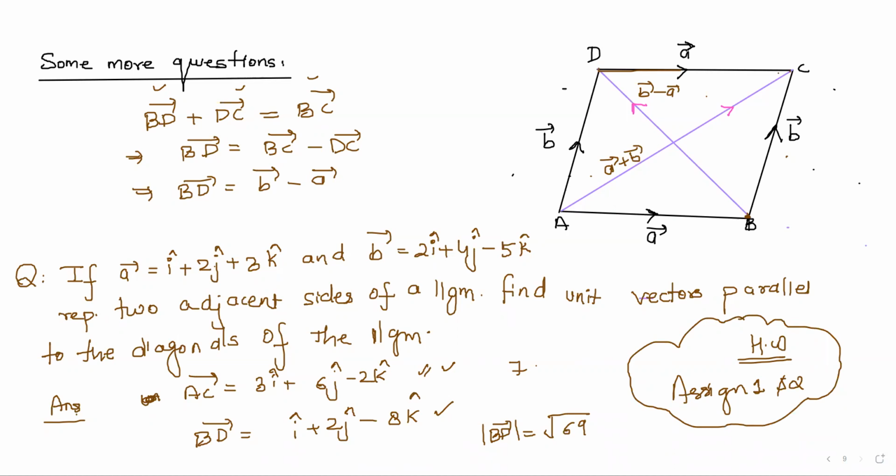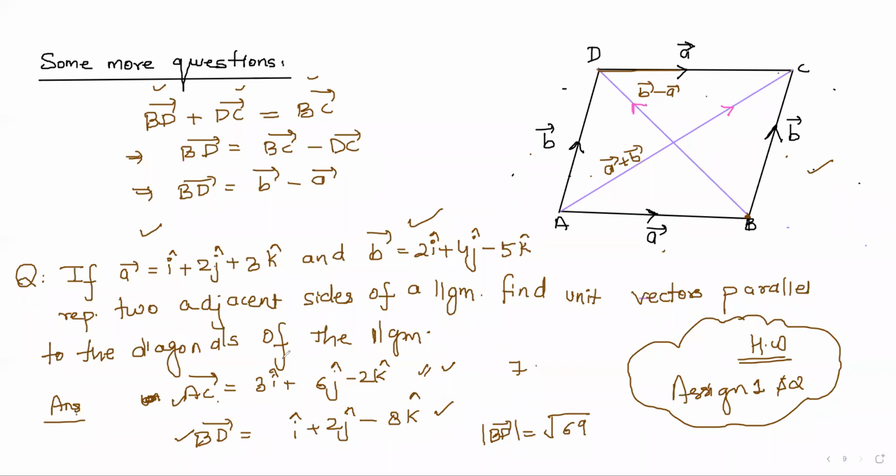I didn't understand this question, how to label the vectors. Sorry, Omer, will you repeat? I didn't understand this question actually. Okay, so this figure you understood? Figure I understood, yes. So this vector is given, A and B are given. Here you just need to find A plus B. And for this one, you need to find B minus A. That's it. Then you will get the diagonal. They are saying find the unit vector parallel to the diagonal. So once you get the diagonals, then find the unit vector. Clear, Omer?